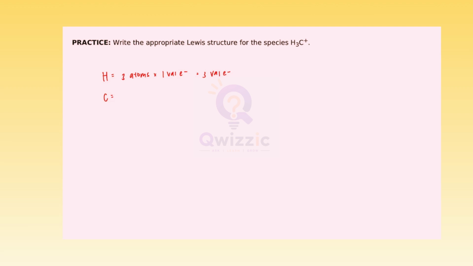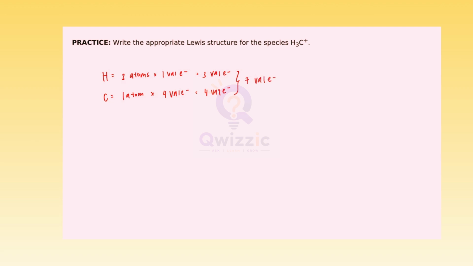Then for our carbon atoms, we see that we have only one carbon atom, and that one carbon atom gives us 4 valence electrons. So then 1 times 4 is equal to 4. So adding those two up to get the total sum of valence electrons from our molecule, 3 plus 4 is equal to 7. So we have 7 total valence electrons.